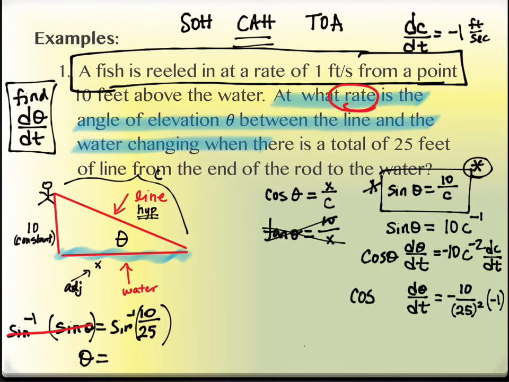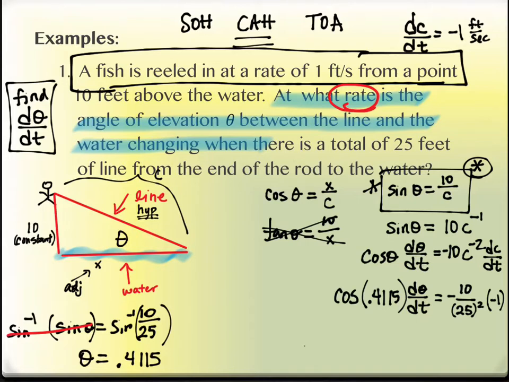So inverse sine of 10 over 25. Do you have a calculator? You'll need one. In radians, remember. Getting 0.4. We'll keep like 4 decimals for right now, just so that we don't lose any accuracy along the way. Did anybody else get that? Okay, I like confirmation. So over here, my angle value inside of cosine is 0.4115.